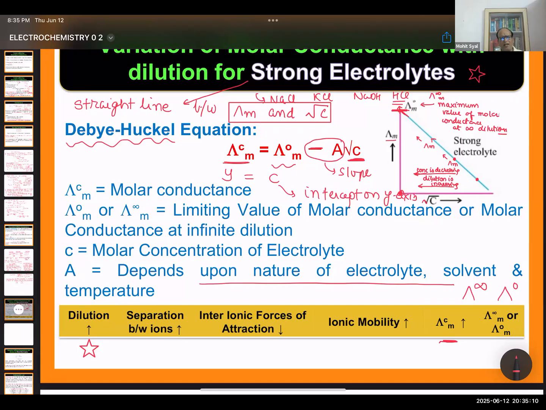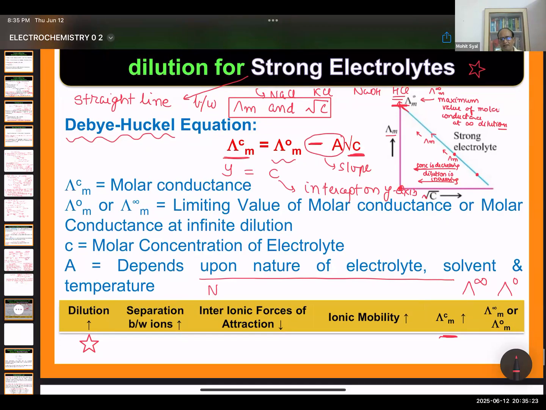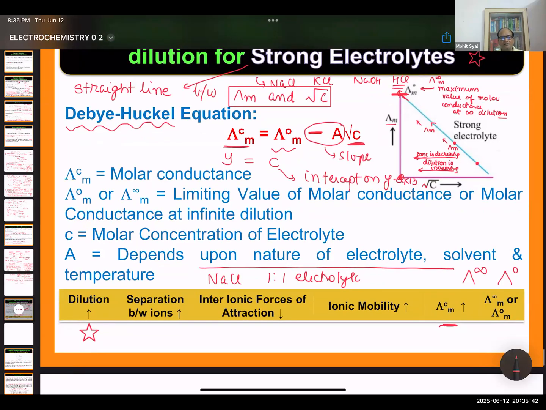Very simple. Debye-Huckel equation. A is a constant. A depends upon the nature of the electrolyte. For example, NaCl is a 1:1 electrolyte. KCl is also a 1:1 electrolyte. So A will be the same for a particular type of electrolyte. Is it clear? So it is very easy to figure this out.